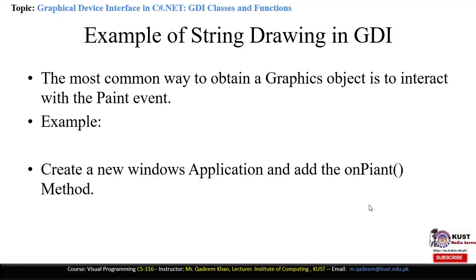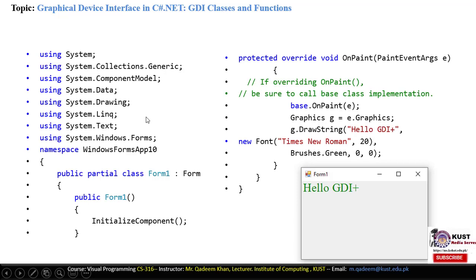Now here we will demonstrate the example of string drawing in the GDI. The most common way to draw strings or any other objects on a graphics object is to interact with the paint event. So here we will create the paint event and then using that paint event we will draw the graphics. So for this purpose you require the Windows application here. You can see this is a certain Windows application. Hello GDI plus is the string that will be plotted here or it can be drawn here.